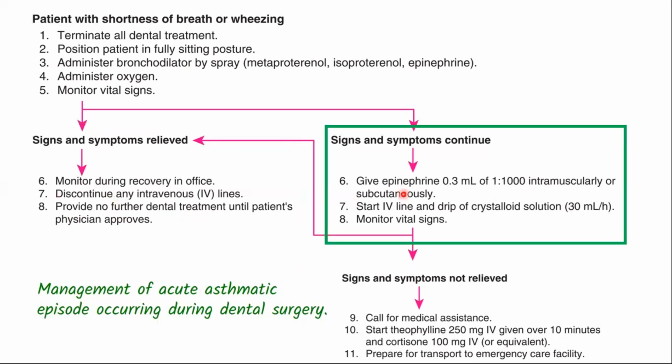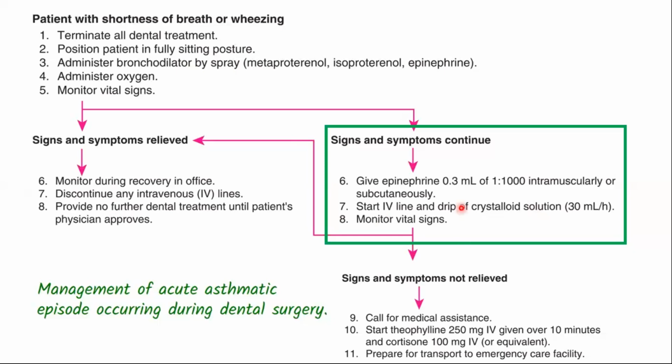If signs and symptoms continue, then administer oxygen through nasal prongs or a face mask, especially if high flow oxygen is required. In severe episodes or in ineffective aerosol therapy, or if the signs and symptoms continue, inject 0.3 ml of 1:1000 epinephrine intramuscularly or subcutaneously.